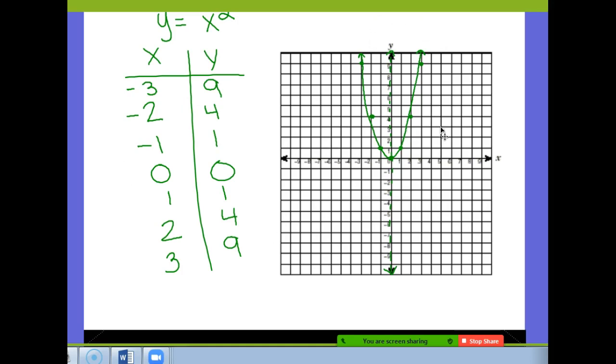So we would say that this graph is a function, but it fails the horizontal line test. Therefore, it is not one-to-one. So it is a function, but it is not one-to-one.